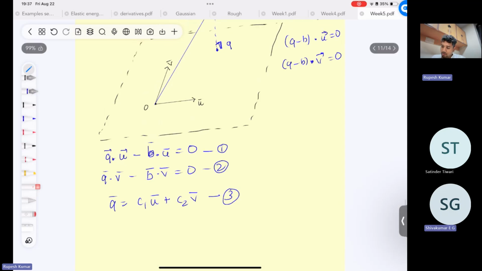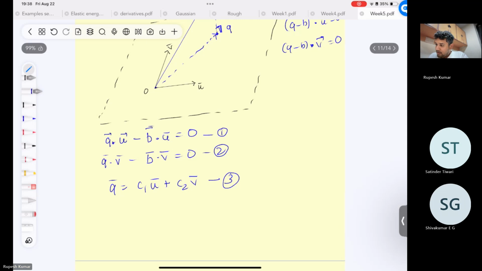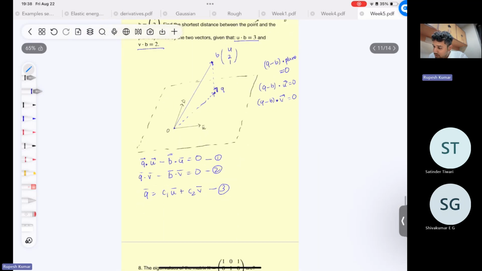Q lies in the UV plane, right? So it lies in the plane spanned by the vectors u and v, which are unit vectors and independent. So you can always write our vector q as a linear combination of these two vectors. So we have three equations, and let's try to get to the answer. And we have some information also. So let's take equation one and try to solve.